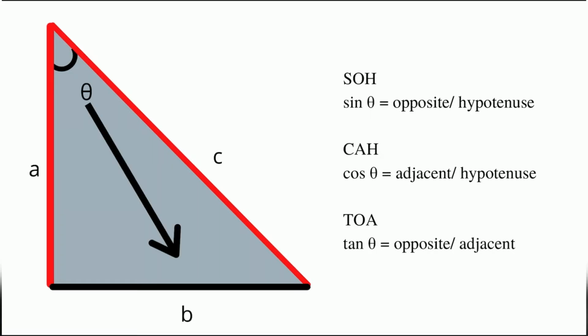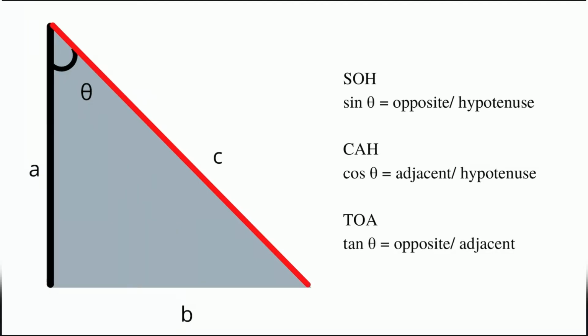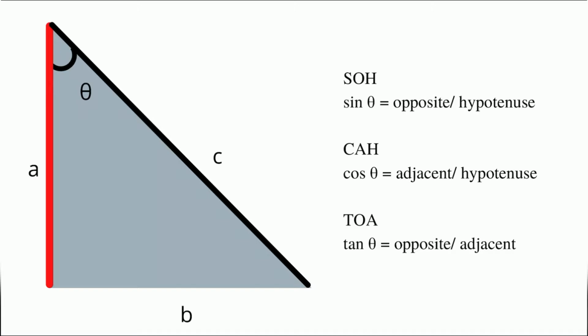And you can determine the opposite, which is the line opposite your angle, and the adjacent, which is the line adjacent to your angle, together with the hypotenuse, which is essentially the longest side of your right angle triangle. As such, as long as I have two lengths, I can find the remaining length and angle.